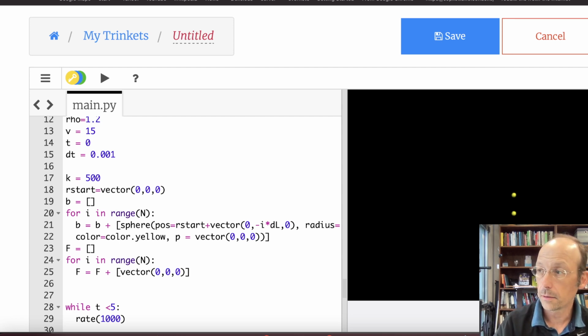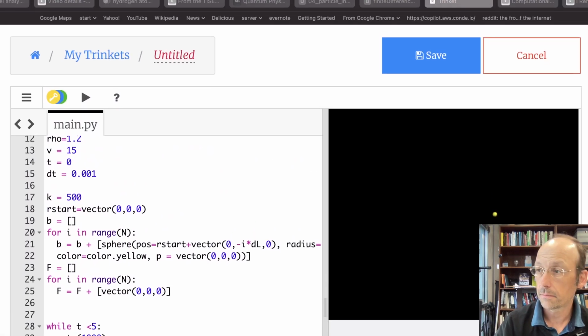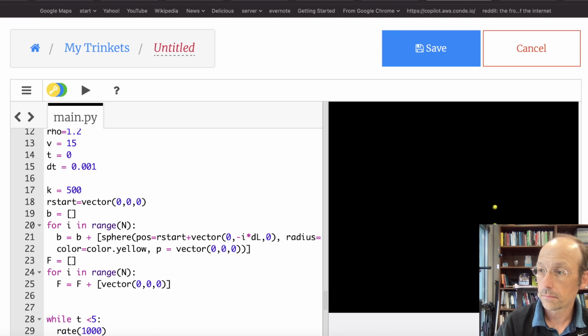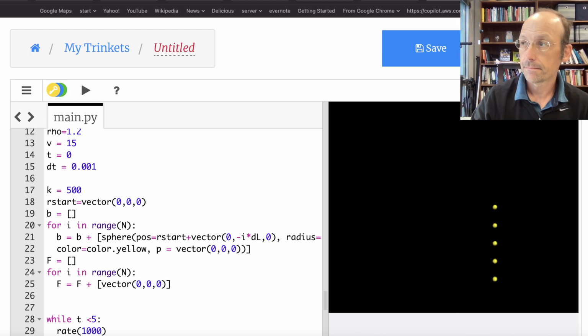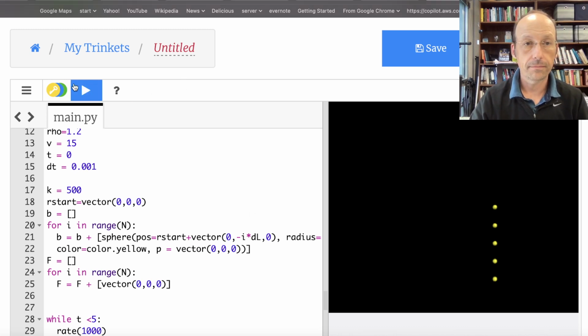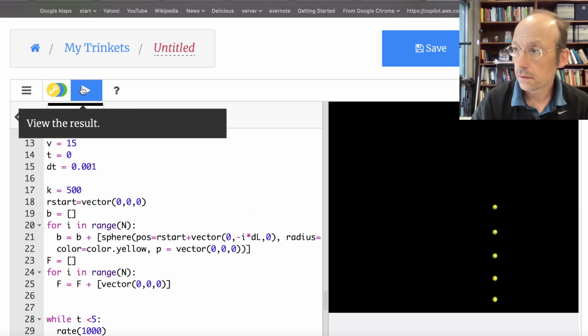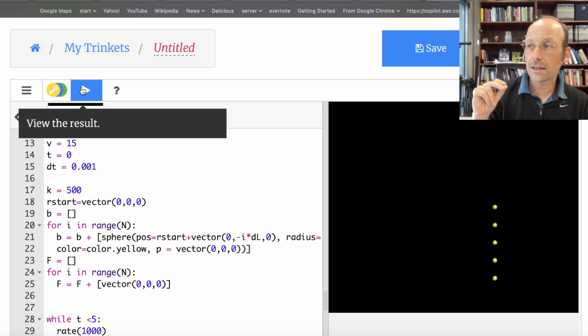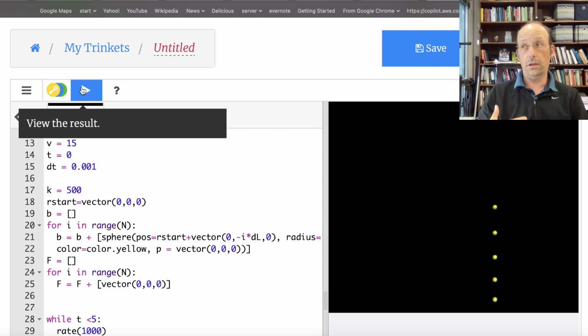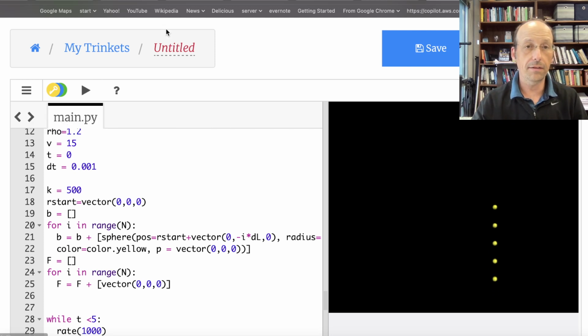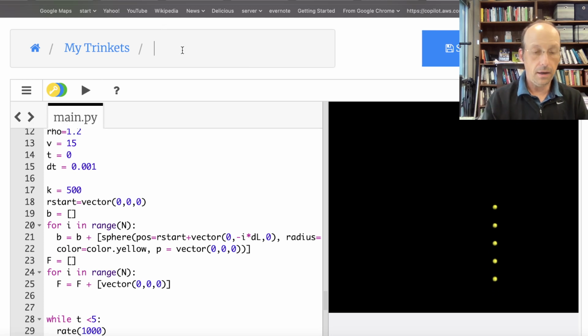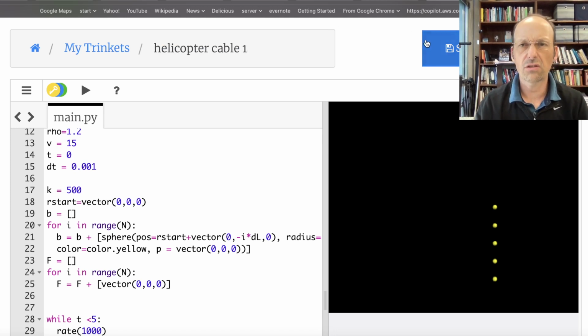My window's blocking. Let me move this up here. Oops, not that. Let me move this up. Sorry. Okay, let me run that again. So you can see that it's not getting out of control. It's oscillating up and down, and I think that's legit, and I'm kind of excited. Let me save this thing. Helicopter cable 1. Might make another one, so let's call it 1.